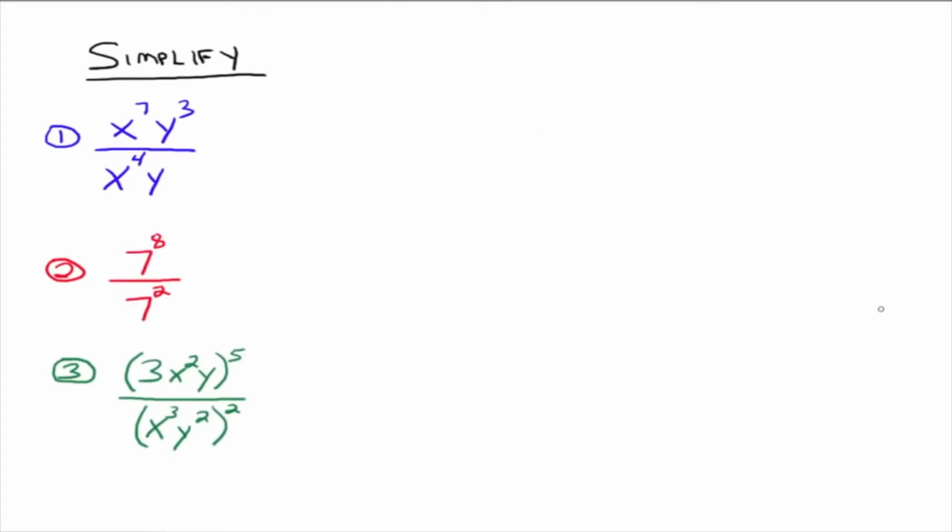So this first one, we've got x to the seventh y cubed over x to the fourth times y. Well, we've got x to the seventh divided by x to the fourth. Those are being divided, so we can do x to the 7 minus 4. And then we've got y to the third divided by y. So what's the exponent on the y down here? That's right, it's understood to be a 1. Don't forget that. So we really have y to the 3 minus 1. And all that goes to x cubed, y squared. Ready to see that?